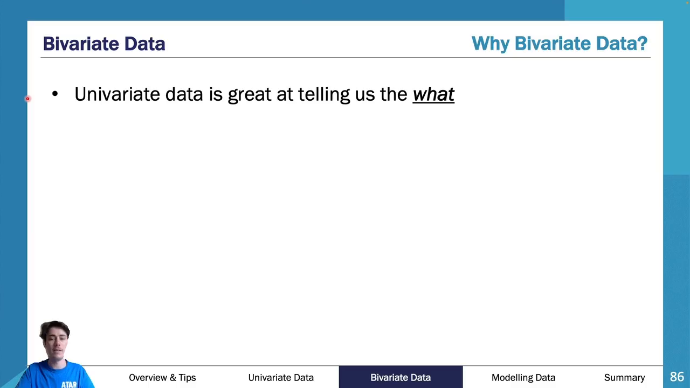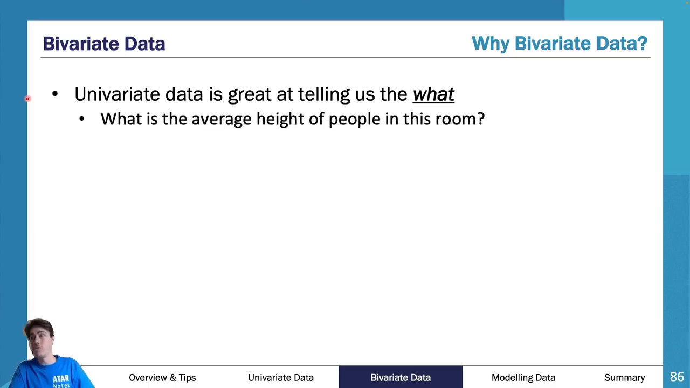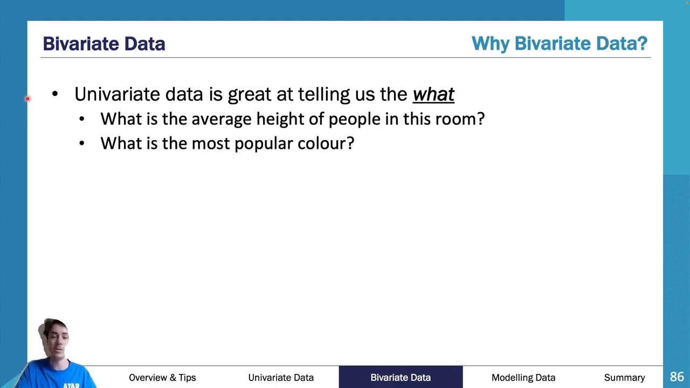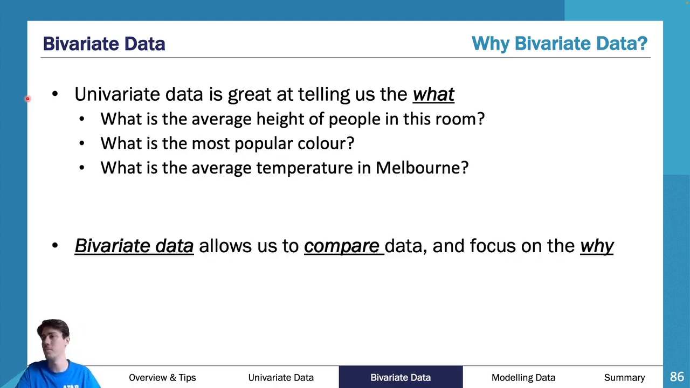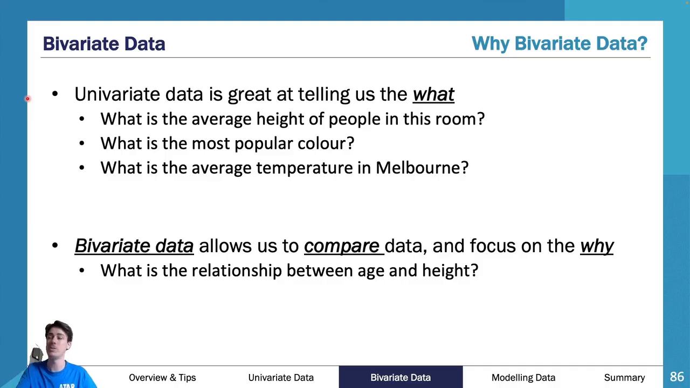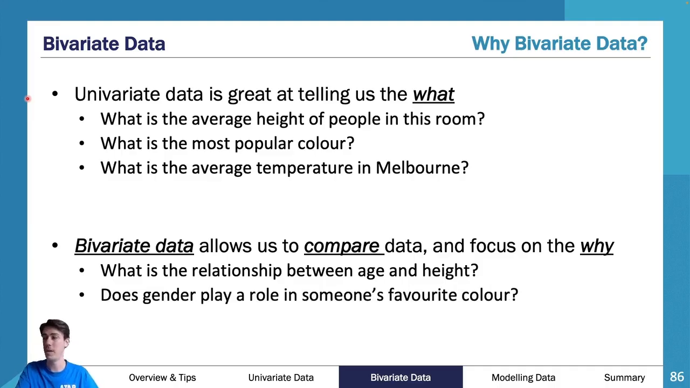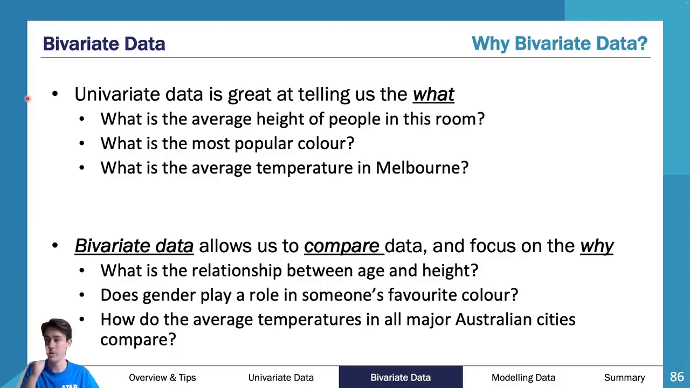All right. So univariate data is great at telling us what. So what is the average height of people in this room? What is the most popular color, etc. So that's what univariate data is used for. Bivariate data is great for comparing and answering why. So what is the relationship between age and height? Does gender play a role in someone's favorite color? How do average temperatures in all major cities compare? So you are comparing two things.